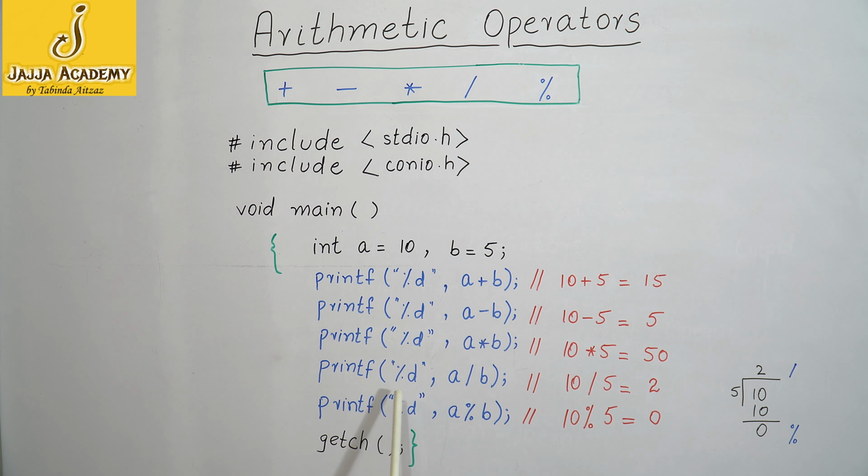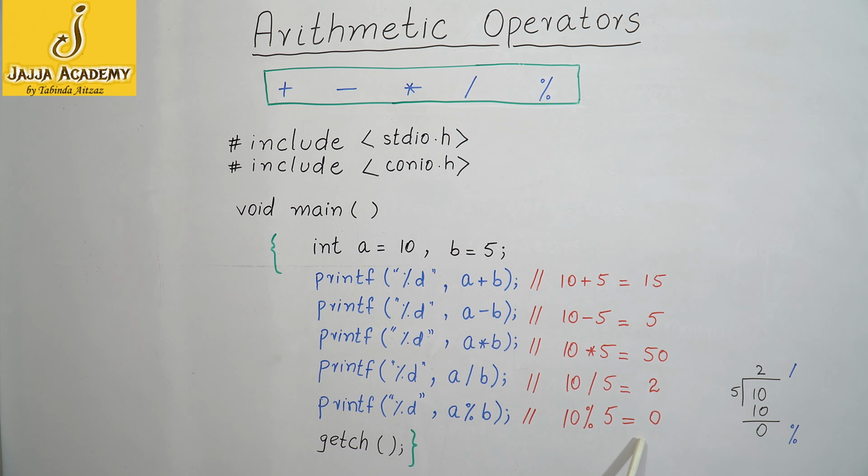Next is printf %d A divided by B. 10 divided by 5 and the answer is 2. So this printf statement will print 2 on the output screen. Next statement is printf A modulus B. Now this modulus operator is behaving like a remainder operator or a modulus operator and it returns the remainder of division operation. For example, 10 modulus 5 will be 0.